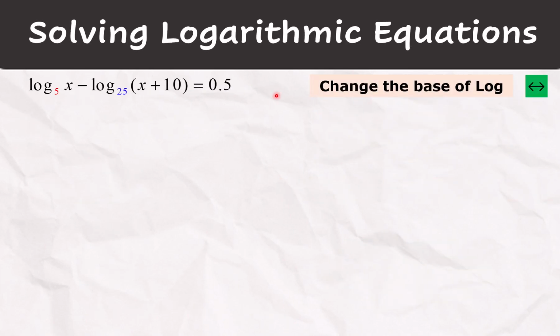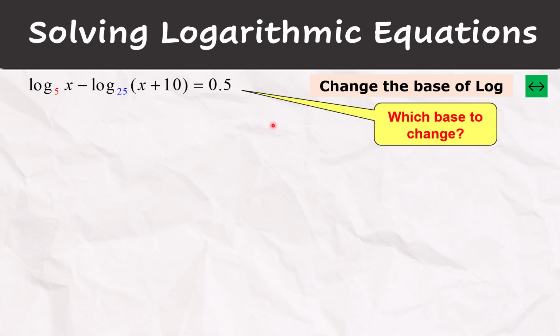So over here in the last question, we notice that the log functions have two different bases. One is base 5, the other one is base 25, which means we cannot apply laws of logarithm directly. So what we will have to do is change the base. To change the base, what is important is to ask this question: which base to change? Should we change base 5 to 25, or should we change base 25 to 5? In this example, I am going to change base 25 to 5.